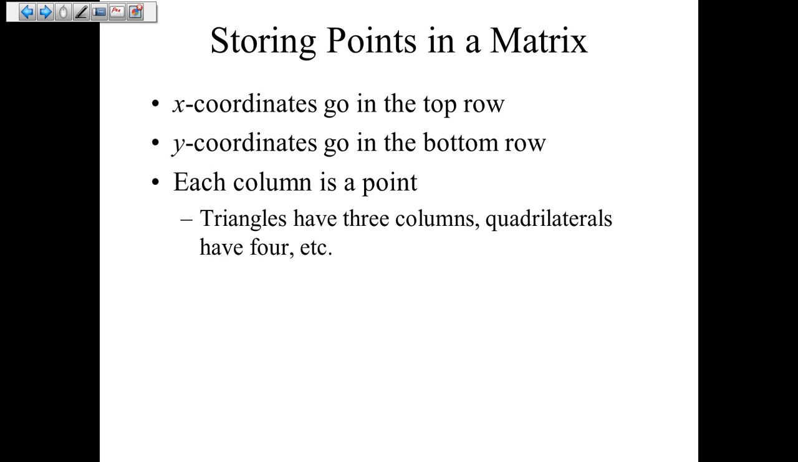So if we have a triangle that we're trying to put into a matrix, we're going to have three x-coordinates making up the top row. The y-coordinates go in the bottom row. Each column represents a point. So triangles have three columns, quadrilaterals have four, and so on and so forth. Each column is a point. The x value goes in the top, the y value goes in the bottom.